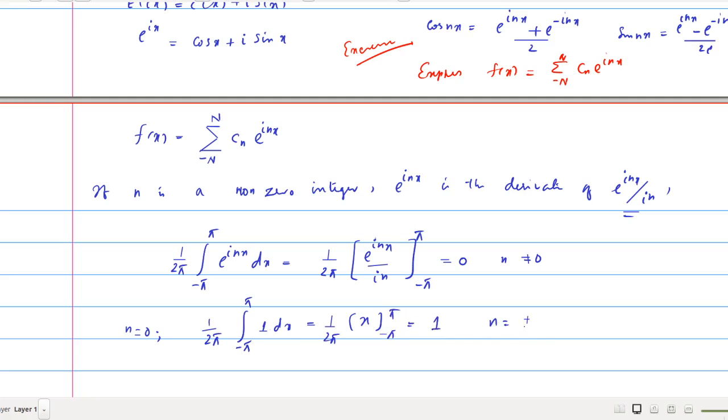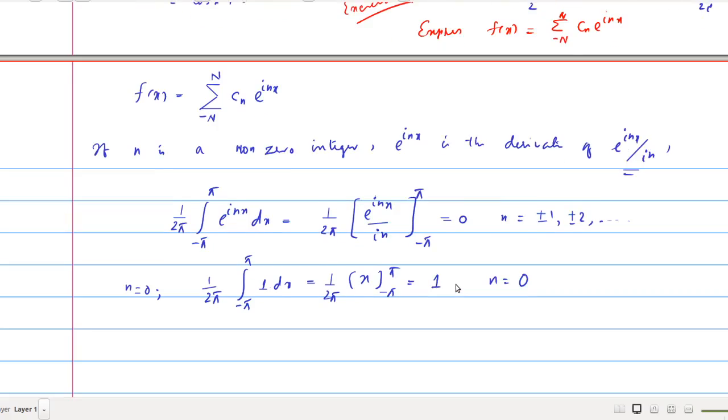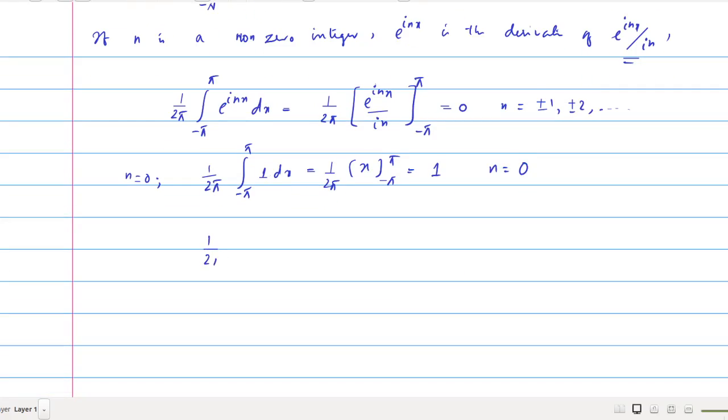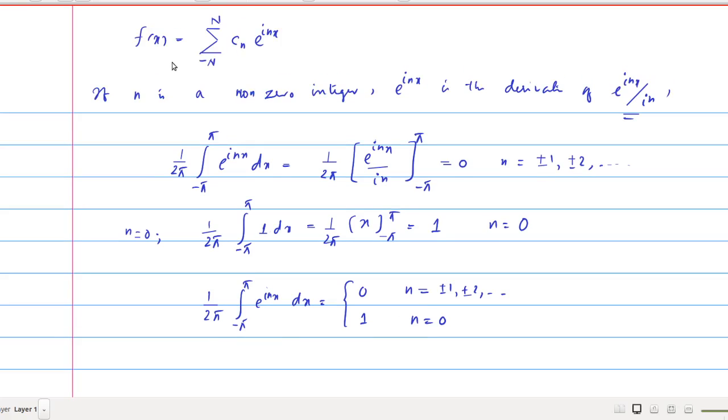So if n is equal to plus or minus 1, plus or minus 2, that means n is not equal to 0; when n is equal to 0, we have this value, and when n is a non-zero value, that means n is equal to plus or minus 1, plus or minus 2, etc., we have the value 0. Okay, so now we write this integral from minus pi to pi of e power i n x dx will be 0 if n is not equal to 0, that is n equal to plus or minus 1, plus or minus 2, etc., and 1 if n is equal to 0. Okay, using this fact you can easily evaluate the coefficients of this trigonometric polynomial.